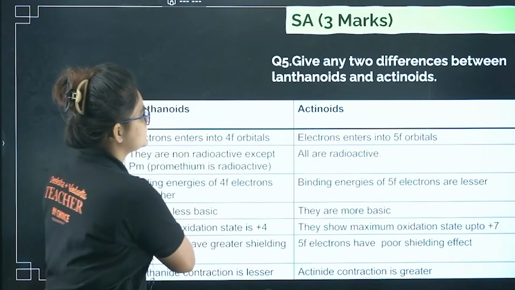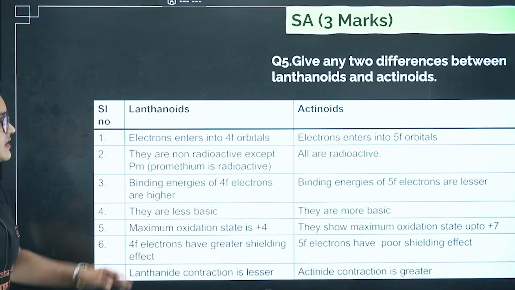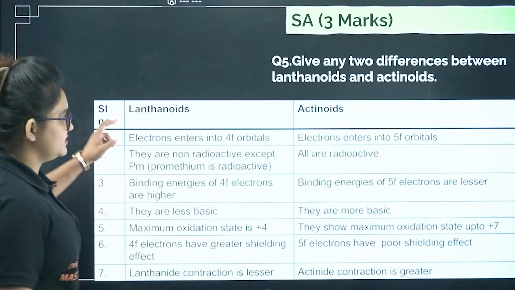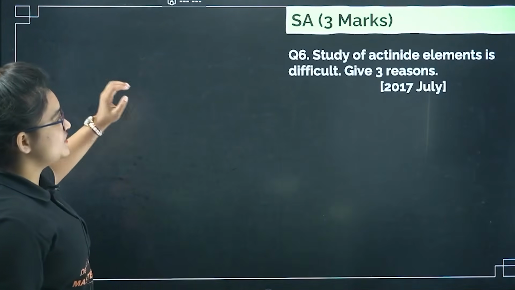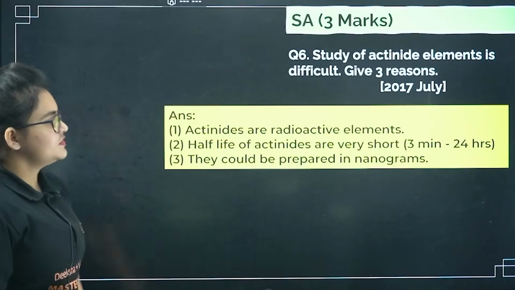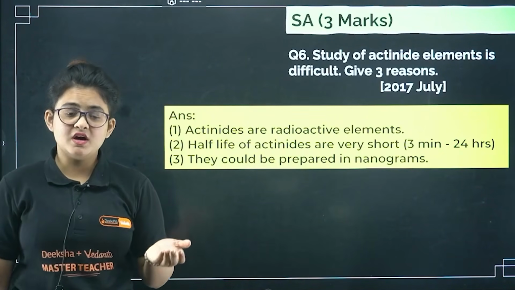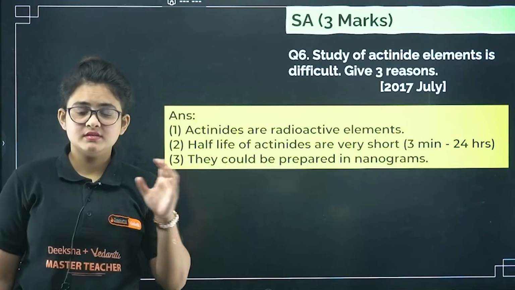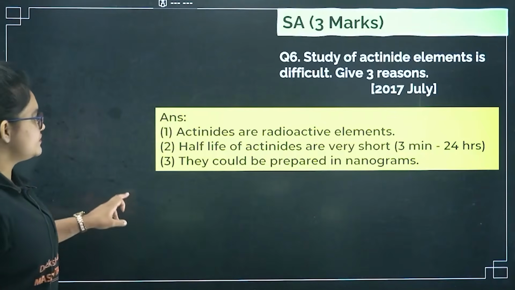Let's proceed. Lanthanoids and actinoids difference, you can just go through from here, and you can just pick any 3 of them and write it down. Okay, proceed. Study of actinoid elements is difficult. Give 3 reasons. So first, I already told you, radioactive element, half-life is very short, and they can be prepared in nanograms. Let's proceed.